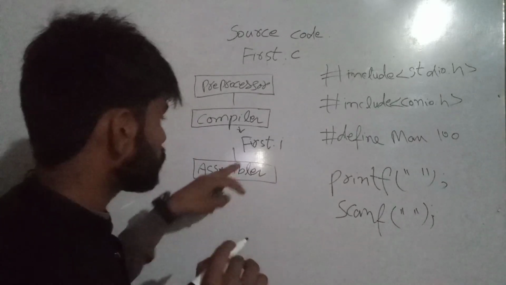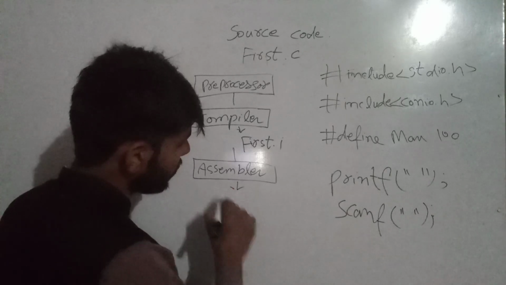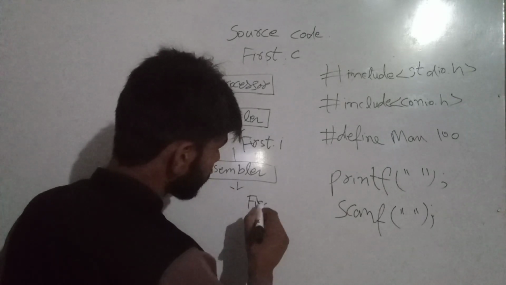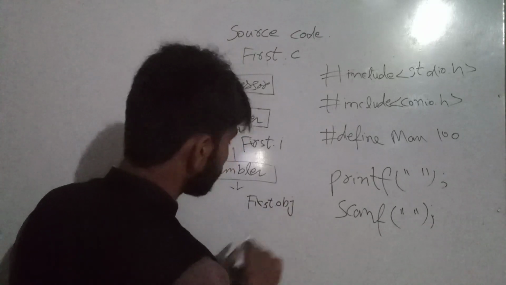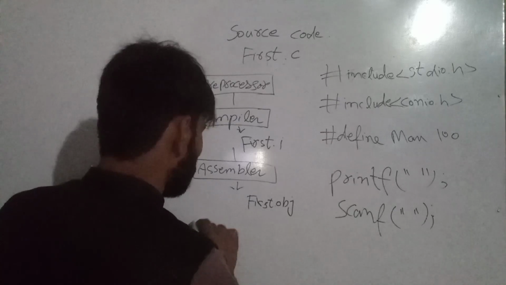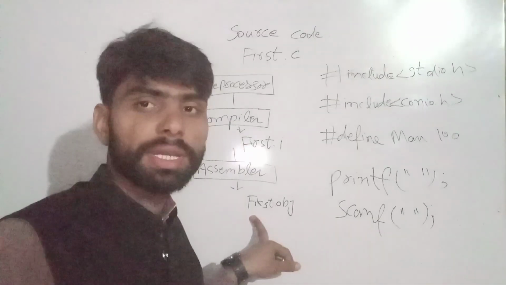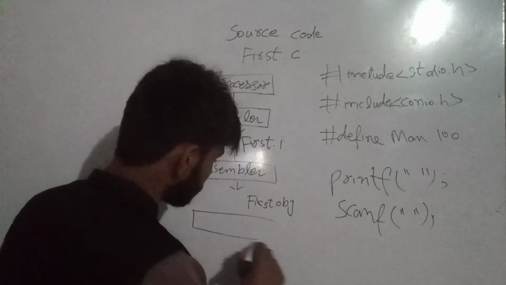The assembler is used to translate the assembly level language, and it converts your file into first.obj, right? Still your file is not ready to execute, because here the linker is used.